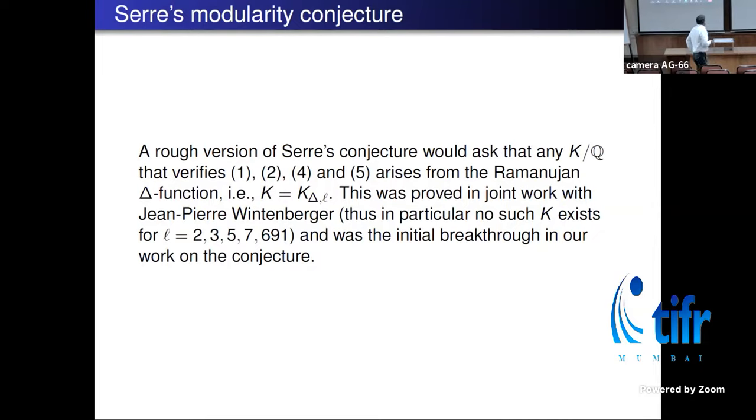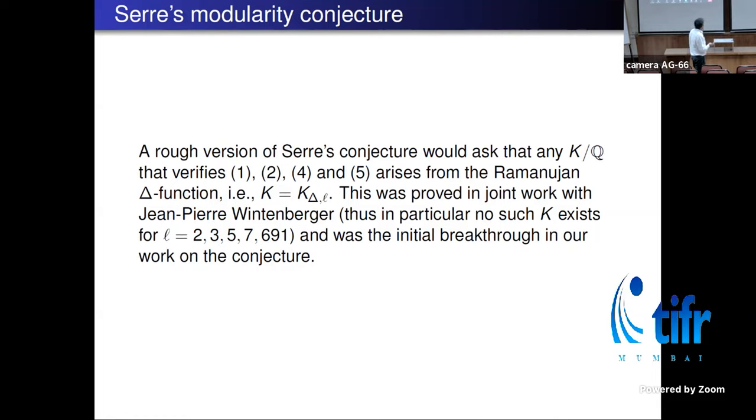All right, so now the rough version of Serre's modularity conjecture, at least for the delta function, would ask that any such extension arising from the delta function... Suppose you look at an abstract extension of Q with Galois group, something roughly like GL2(FL), and it is unramified outside L and infinity. It's odd at infinity, in the sense that the image of complex conjugation is not scalar in the Galois group. And somehow the inertial behavior looks like it comes from weight 12, which is to say it has one of these two behaviors. So somehow it's a more constrained kind.